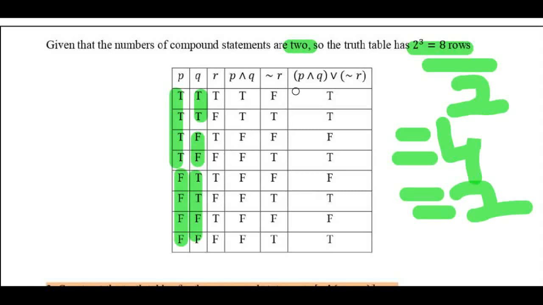Now I am going to find P and Q separately. Why? Because this is the given statement. So you find P and Q separately, the negation of R you find separately, and then you find this value.